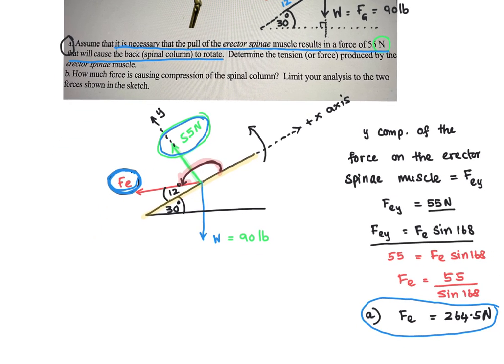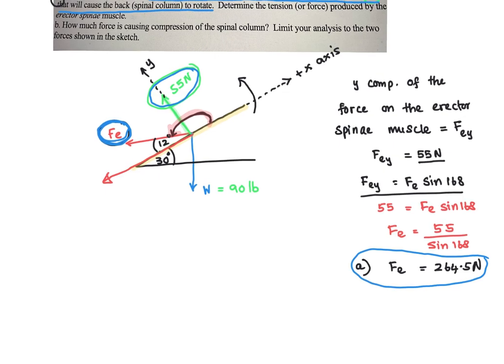How much force is causing compression of the spinal column? Now the compression has to be along the x direction, right? According to the way all the forces are set up, the compression should be pointed in this direction, we don't know that yet. When we do the math, we will end up with a negative answer if we do everything right. So let's do the x table.